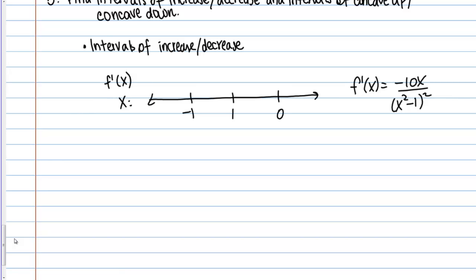So let's start testing values. For my first interval here, I'm going to test x equals negative 2. If I look over here at my derivative, negative 2 is going to give me a positive on top, and that denominator is squared, so it's always going to be positive.